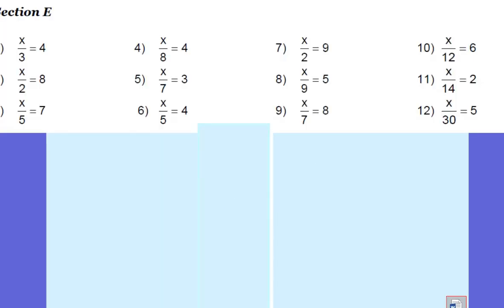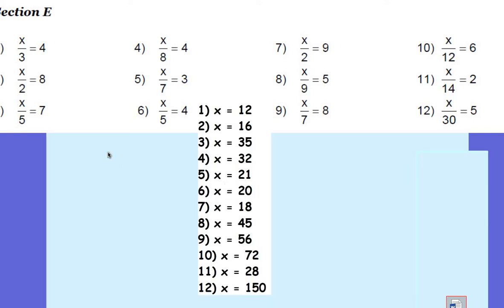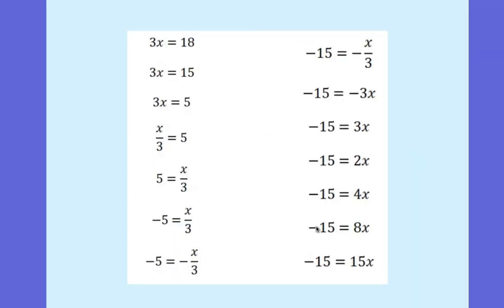Okay, can you now pause the video and have a go at these questions for me? This should take about 5 or 10 minutes. Off you go. Okay, the answers I was looking for. For number 1, I've got x is equal to 12, x equals 16, x equals 35, x equals 32, 21, 20, 18, 45, 56, 72, 28 and 150. Can you now pause the video and in your light blue books have a go at these questions for me? They get a little bit trickier as you go along. Please spend about 10-15 minutes having a think about these.